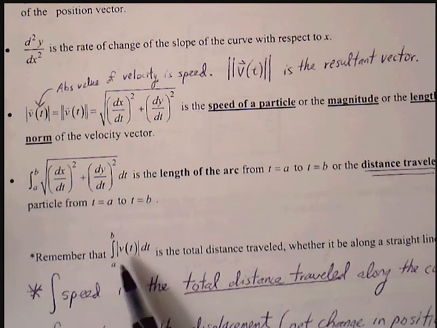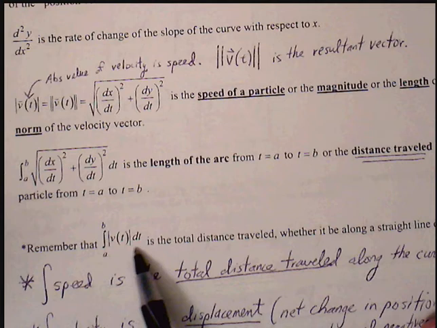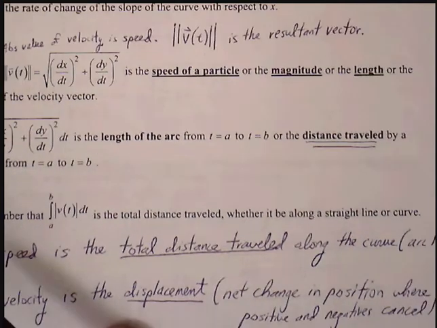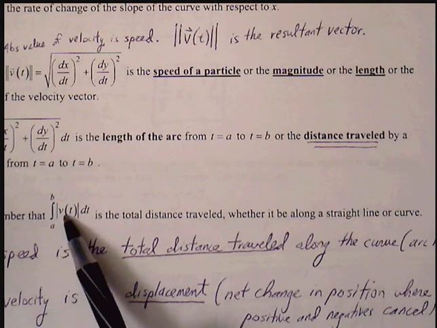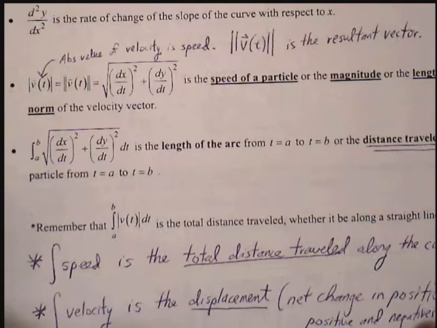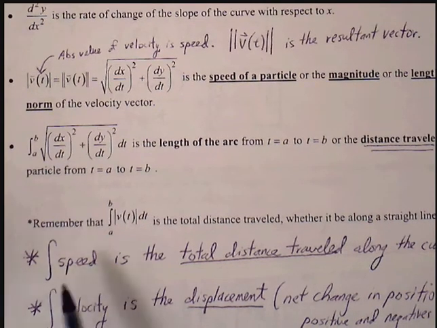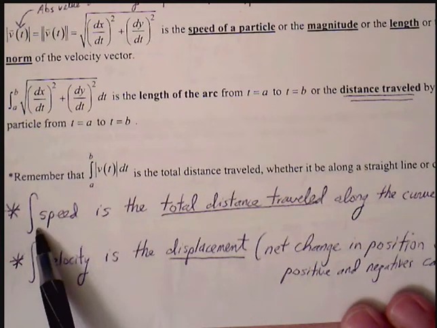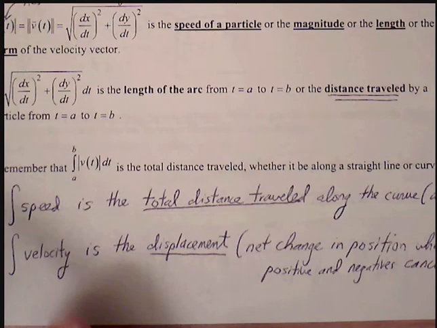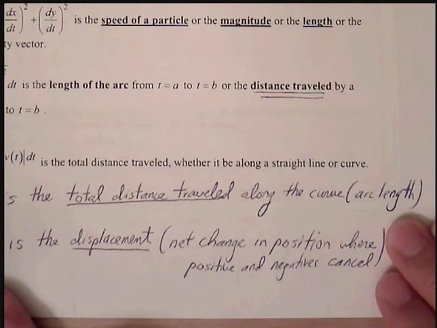All right, remember that the integral of absolute value of v of t is the total distance traveled, whether it is along a straight line or a curve, right? So this is where, whether we're going forwards or backwards, we're counting all the negative portions below the curve as positives as well. So in much the same way, you can think of the integral of speed being the total distance traveled along the curve. Think of it as arc length.